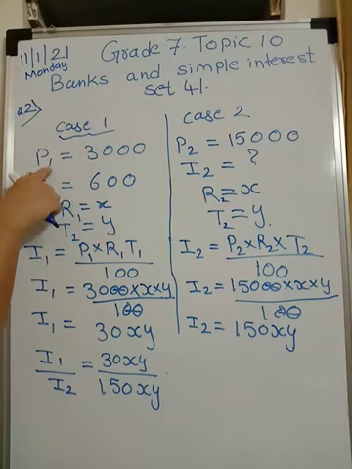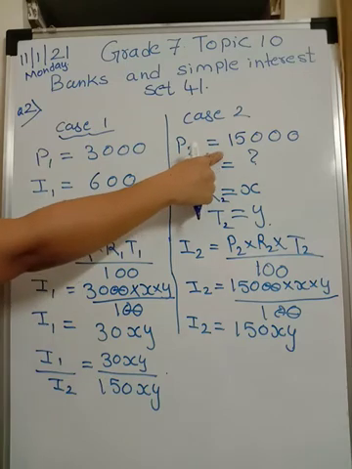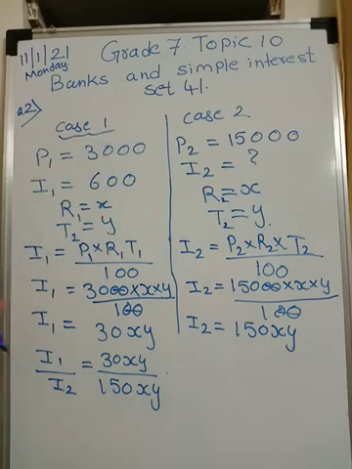If 3,000 is principal, 600 is interest. So if 15,000 is principal, what will be the interest? This is the simple question. Now students, there are two methods. First I will discuss the first method and then I will tell you the second method.